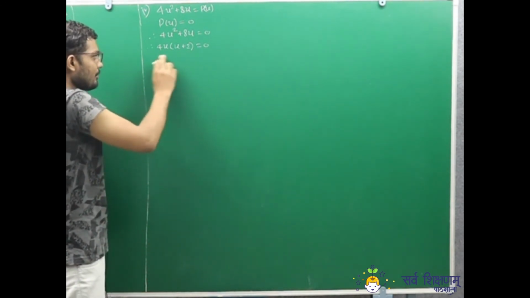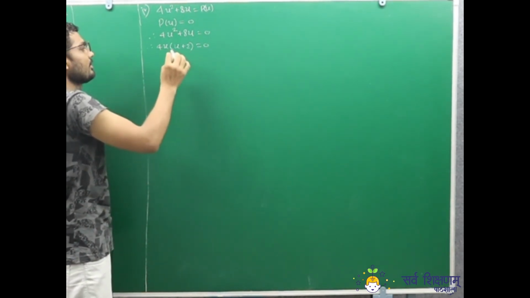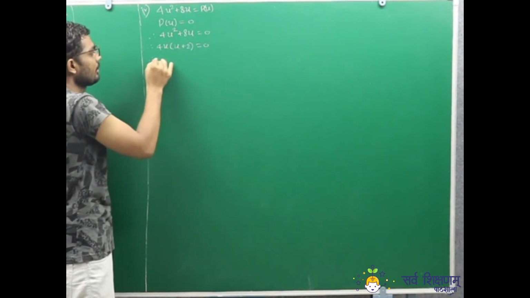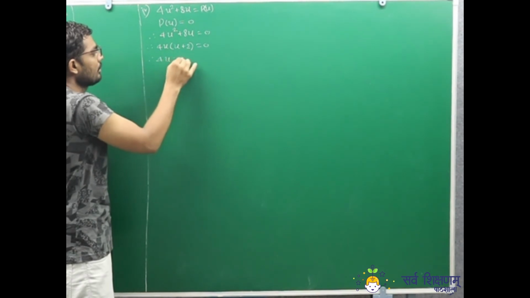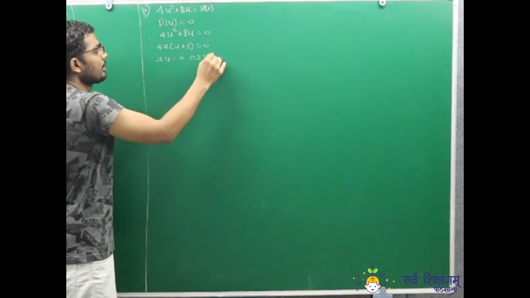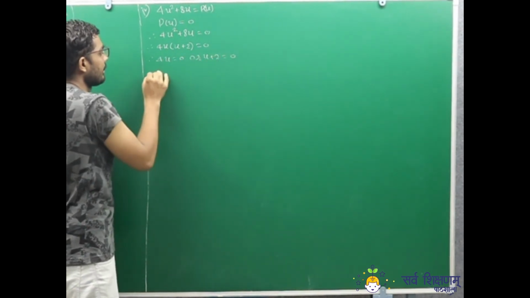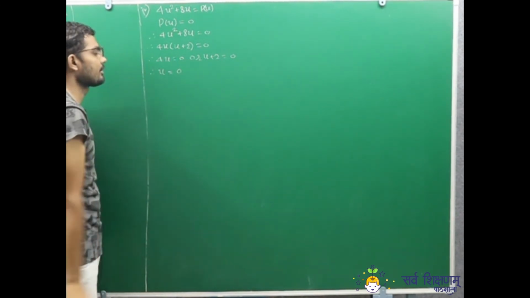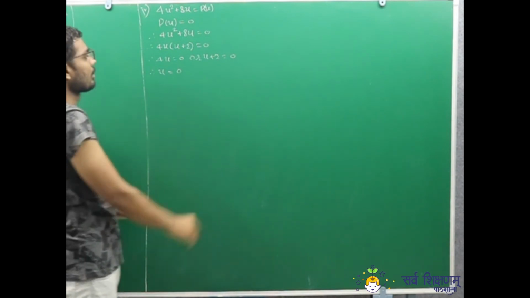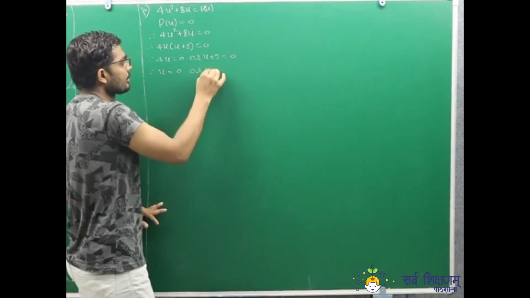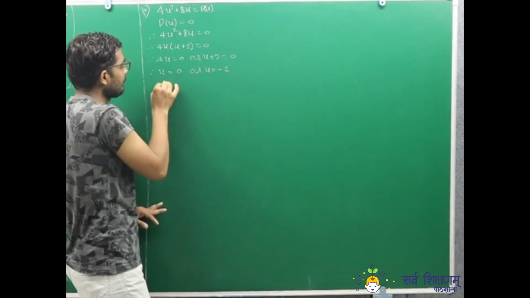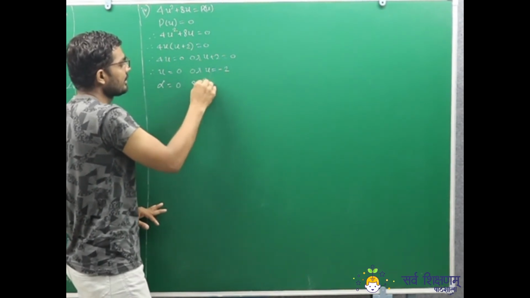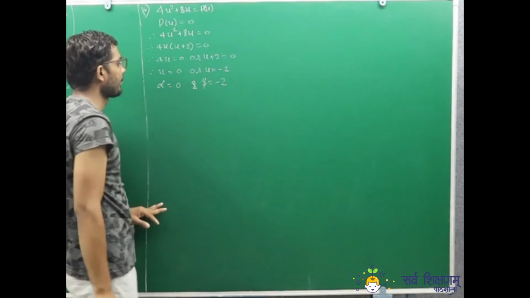The multiplication of two terms is equal to 0. Therefore we say that any one term is 0. Therefore 4u is equal to 0 or u plus 2 is equal to 0. Therefore u is equal to 0 because 4 goes to the denominator, 0 by 4 becomes 0, or u is equal to minus 2. Therefore alpha is equal to 0 and beta is equal to minus 2.